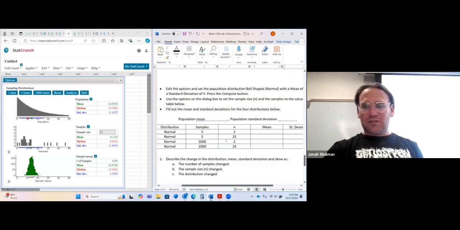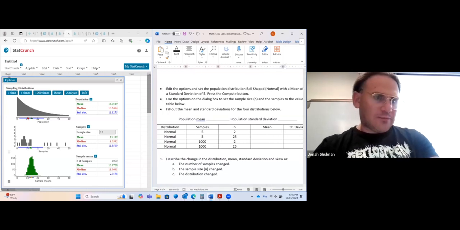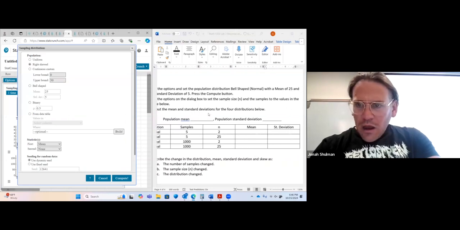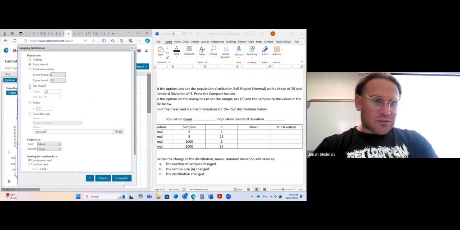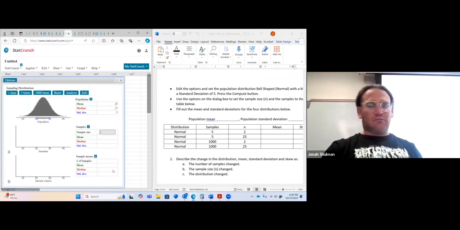You just have to do this. And now we're changing it to what? Options, edit. We want to change it to bell-shaped with a mean of 25 and a standard deviation of 5 and click compute. Beautiful.